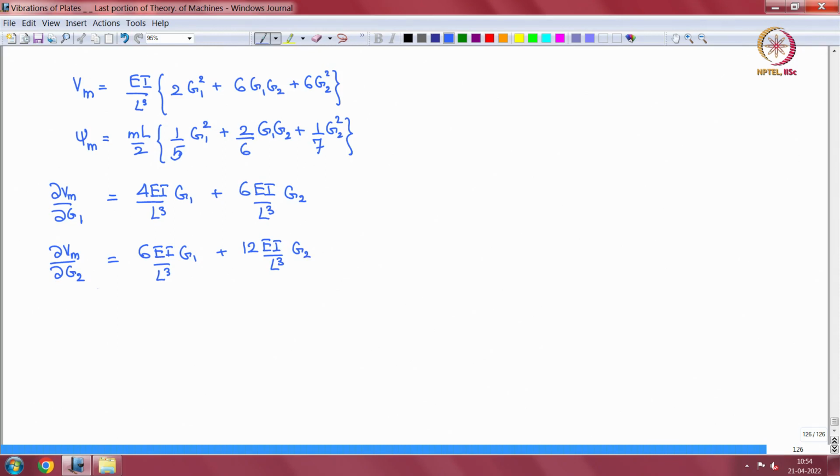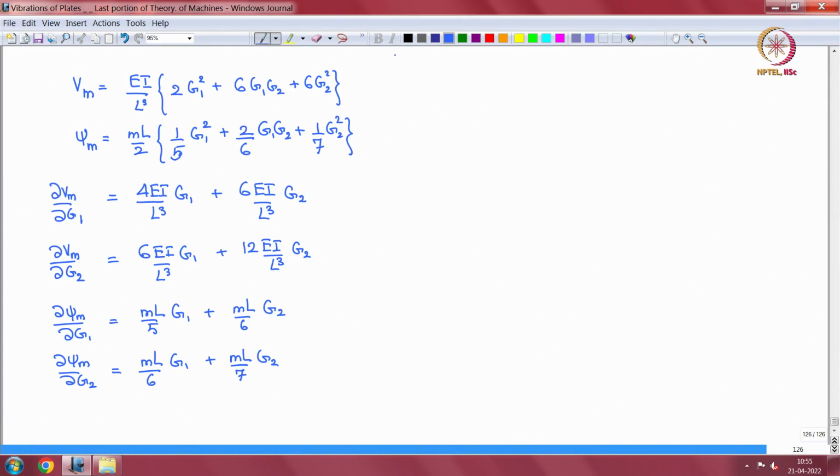Okay, and what about psi m? We get del psi m by del g1 is equal to ml by 5 g1 plus ml by 6 g2, and del psi m by del g2 is equal to ml by 6 g1 plus ml by 7 g2.